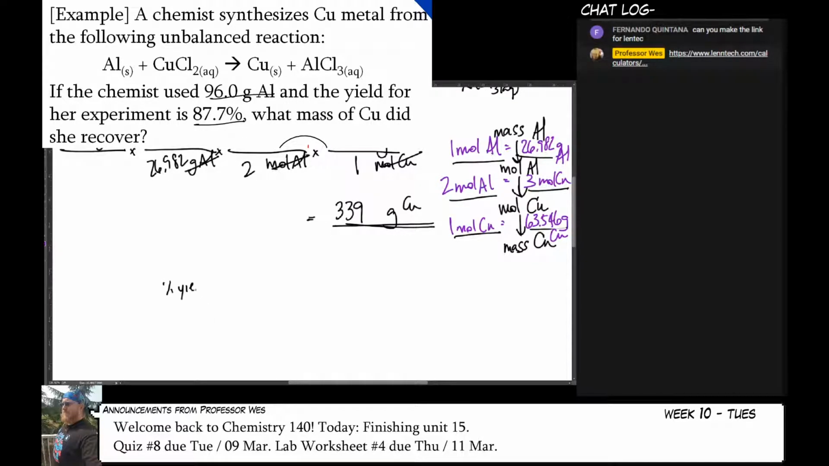So percent yield equals actual over theoretical times 100%. I'm going to solve for actual yield by multiplying both sides by theoretical yield. So I'd get this. And then I'll just divide by 100% to get this over there.